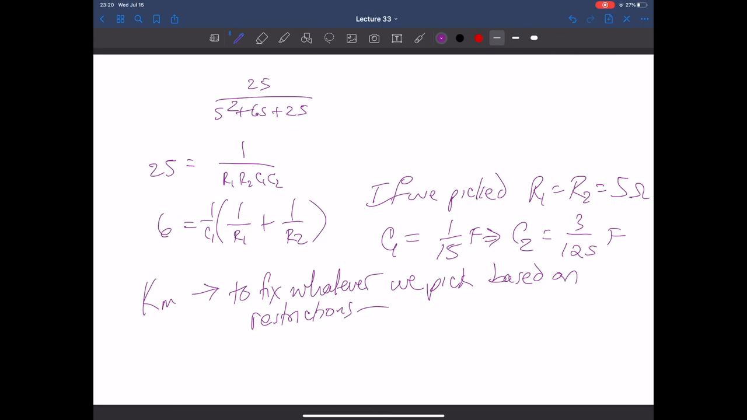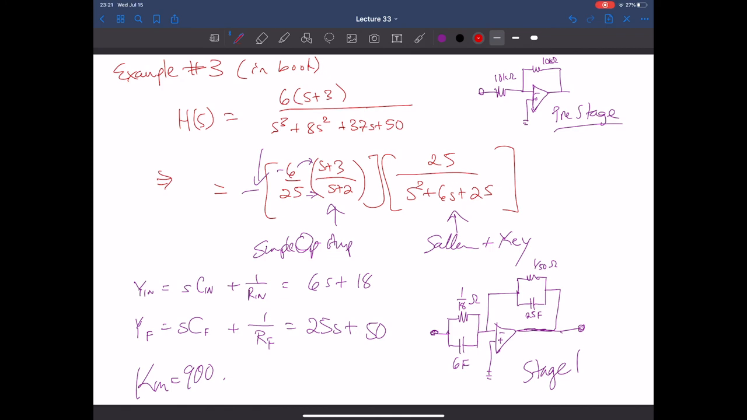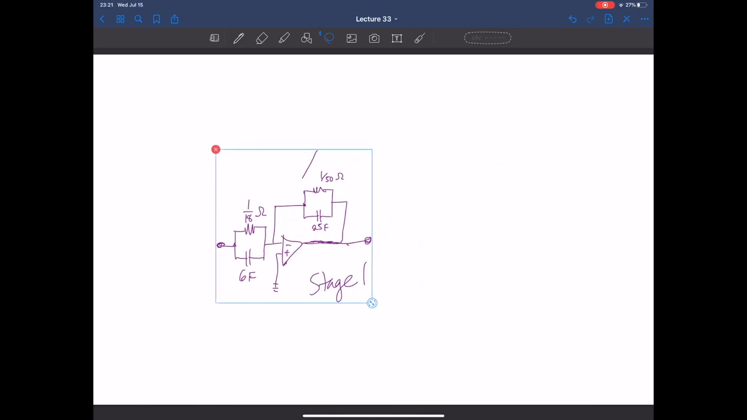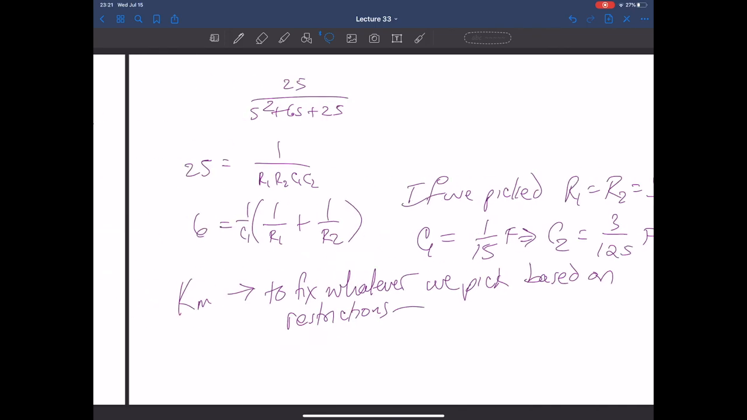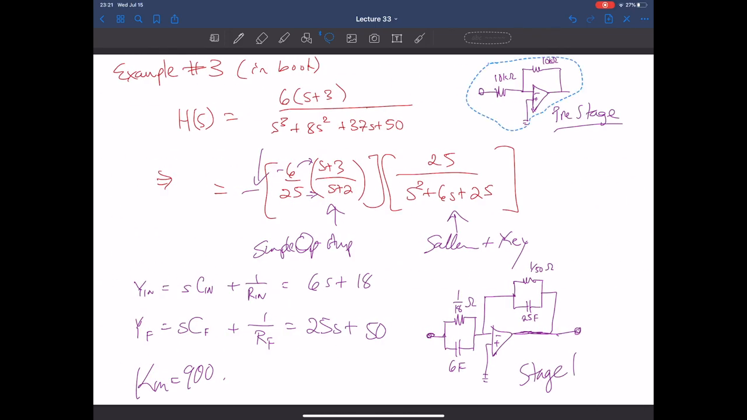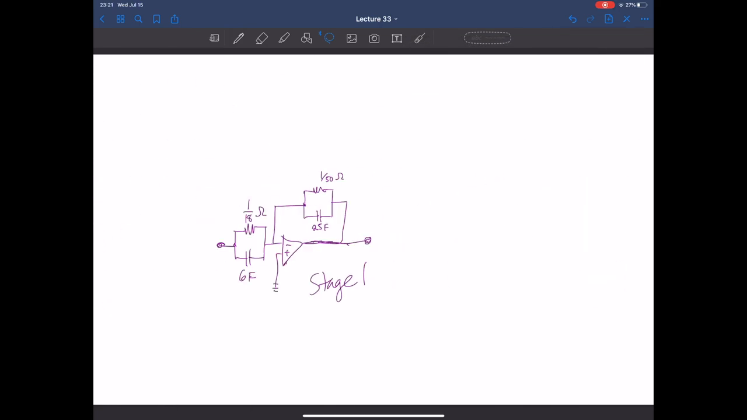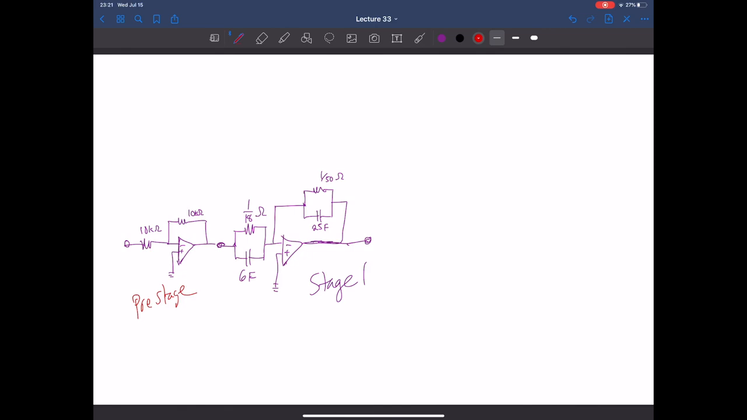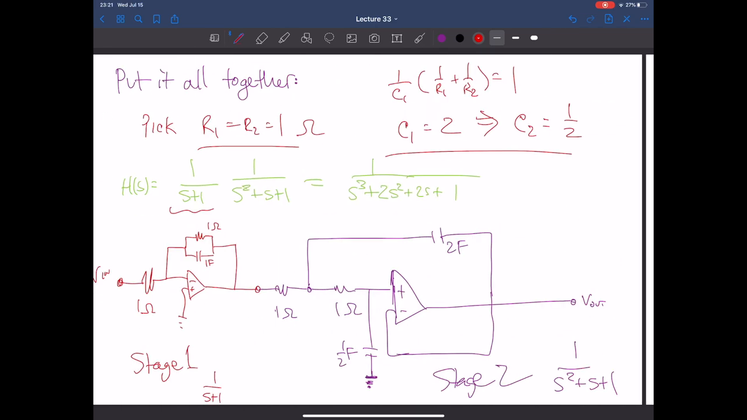Okay, so now if we put all this together, what we end up with is the following. Let me grab these guys here. I'm going to literally plug them together. Copy. Paste. All right, there's my stage one. There's my pre-stage. And I never drew this one. Oh well. It's pretty easy to draw though, right? We just go back to our Sallen-Key diagram. Where did it go? Here it is.